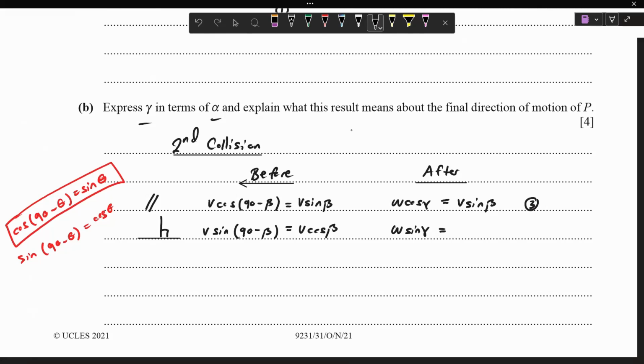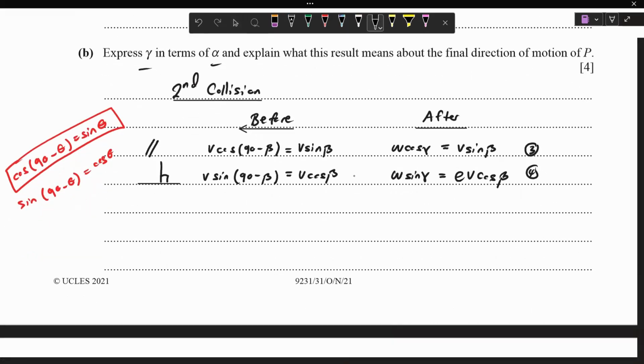And here we're going to use Newton's law of restitution to say that it's equal to e times V cos beta. Let's call this equation 4. So we have those two nice, interesting equations. Now, this side of things has got gamma, so it's fine. This one has got beta, and it's not looking good for us because they say gamma in terms of alpha.